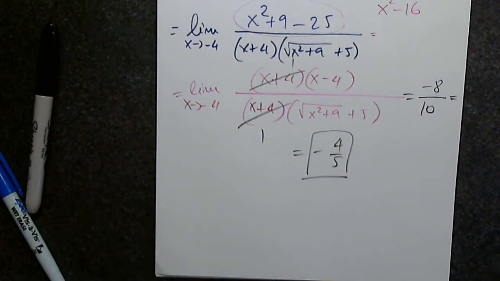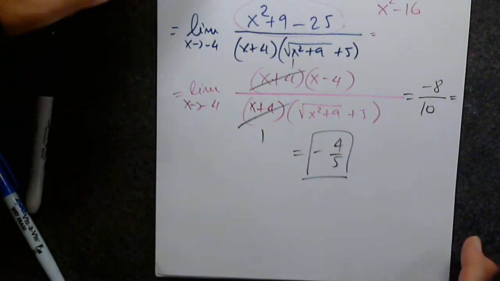So it's a good point to go back to. Once we rationalize, the square root of x squared plus 9 minus 5 went to 0, but the square root of x squared plus 9 plus 5 cannot go to 0. Is that clear? The one with the negative in the middle goes to 0, but not the one with the positive.